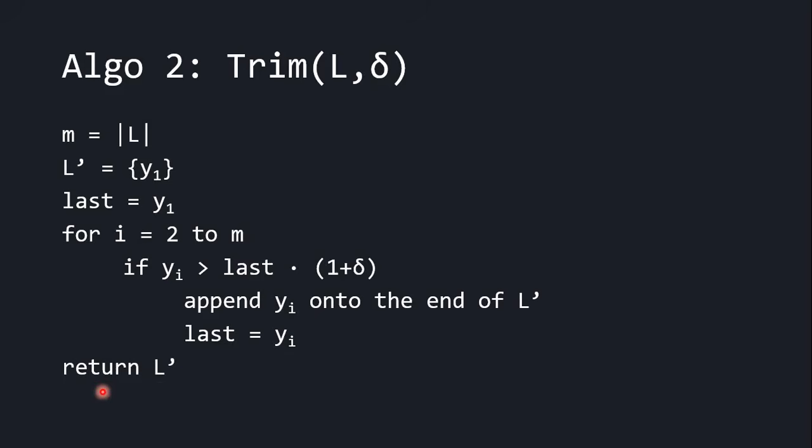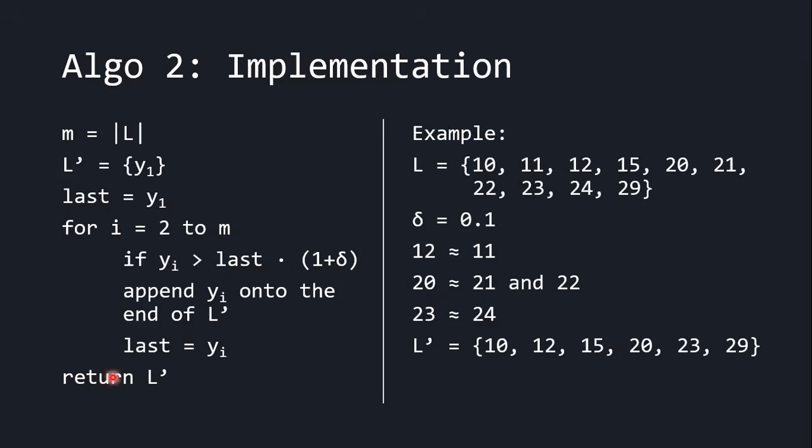Let's understand this using an example. Let L contain these elements and delta be 0.1. Then 12 can be approximated as 11, 20 can be approximated as 21 and 22, 23 can be approximated as 24. Hence, 11, 21, 22 and 24 will not be appended onto L prime.